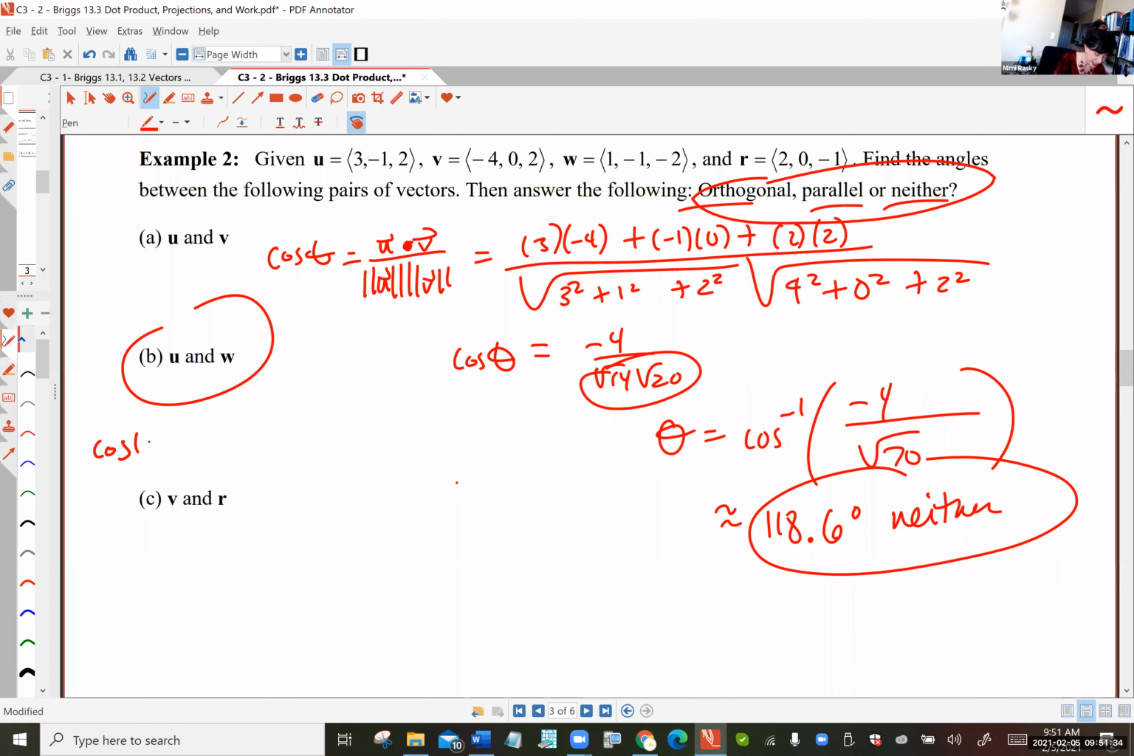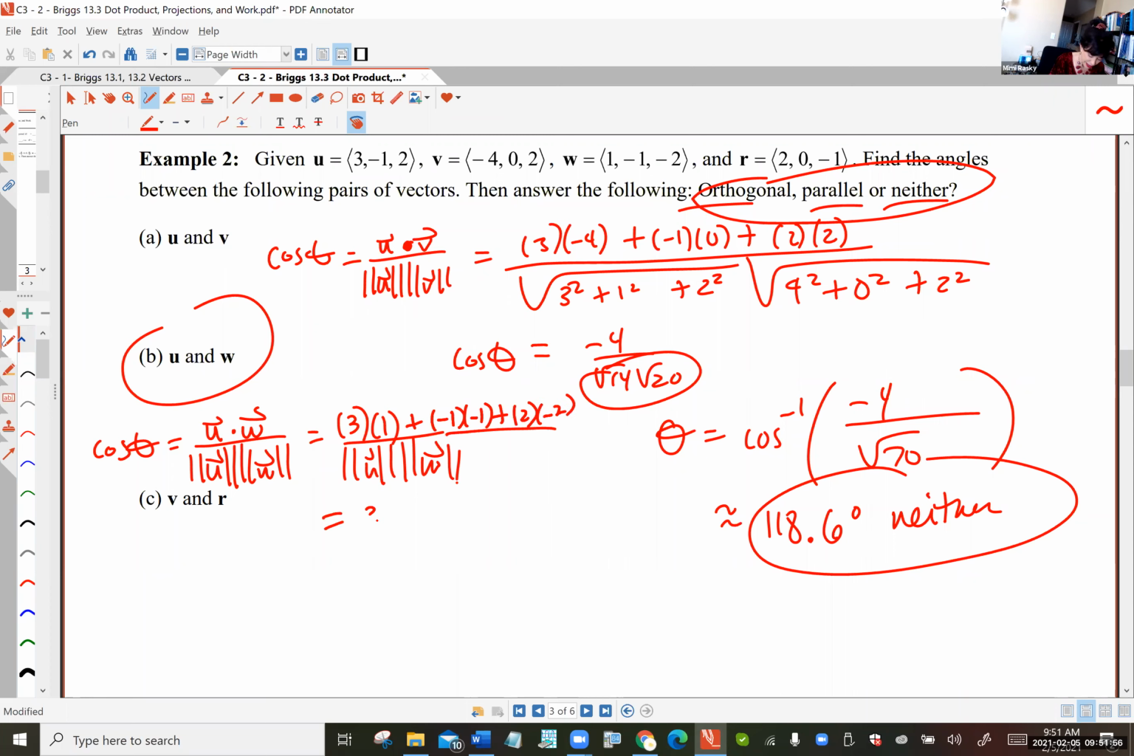How about u and w? So cos theta is going to be the dot product of u and w divided by the product of the magnitudes of u and w. Fine. I'll just leave these magnitudes here for the moment. I want you to notice that when you take the dot product of u and w, you get 3 plus 1 plus -4 all over the product of their magnitudes.